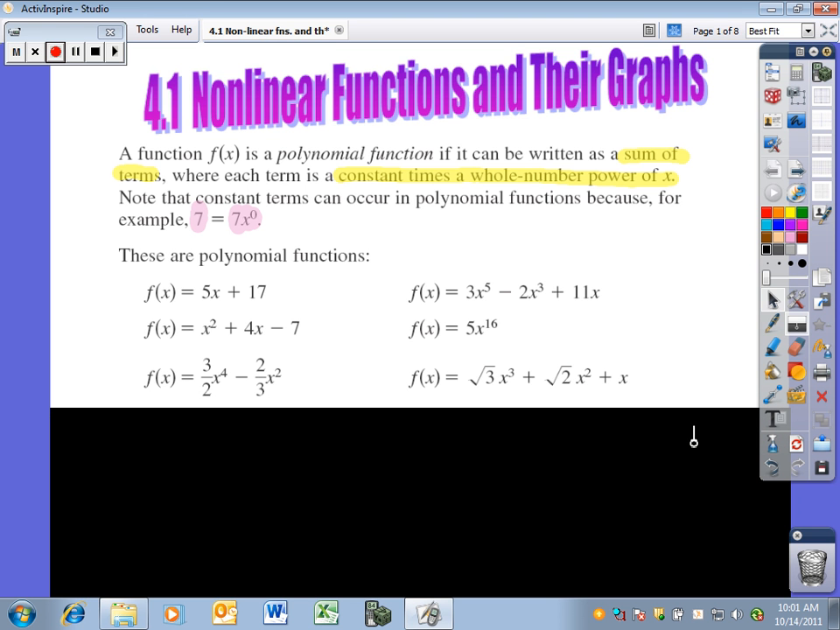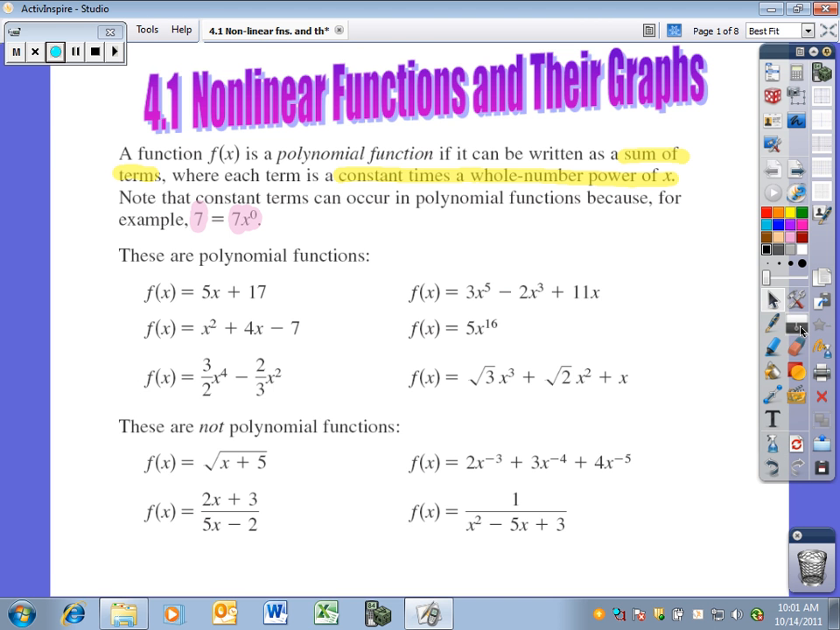So here are some polynomial functions. Notice the power on x is 1. The power on x is 5, 3, 1. So that's a polynomial function. Every term has a power of x: 2, 1, 0. 4, 2. 3, 2, 1.